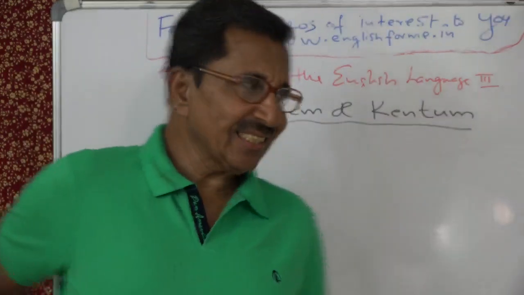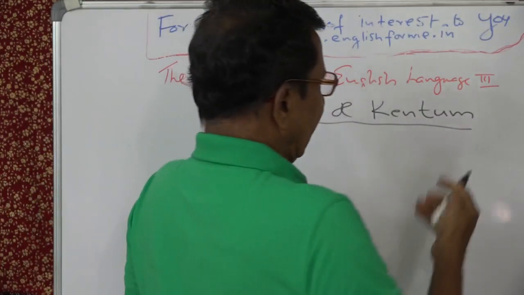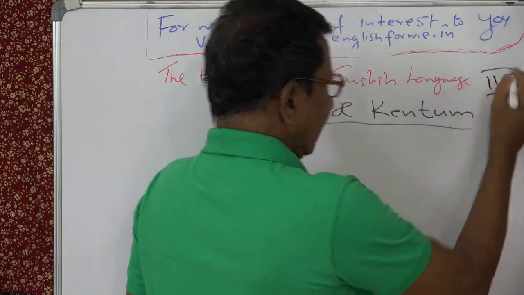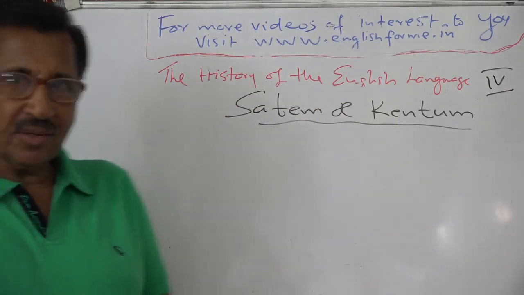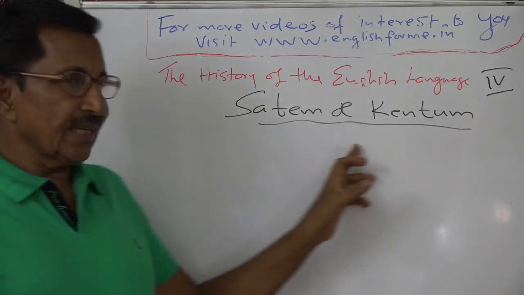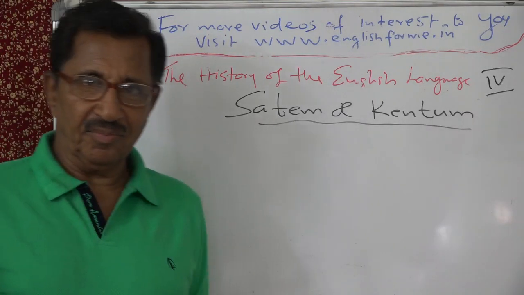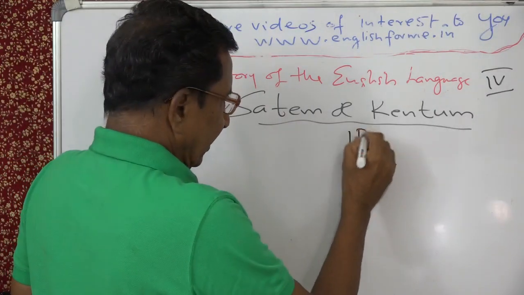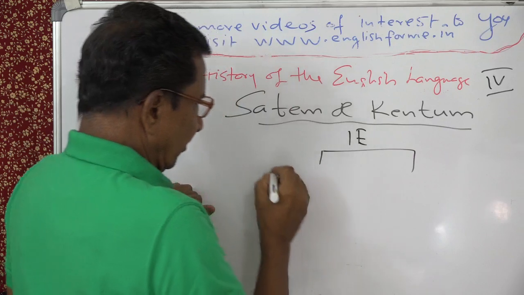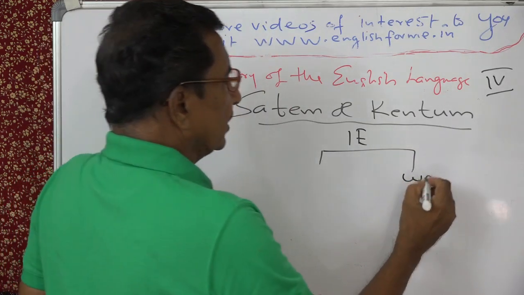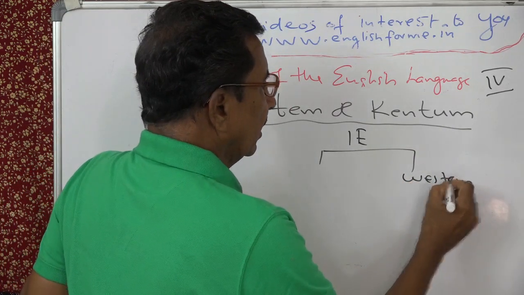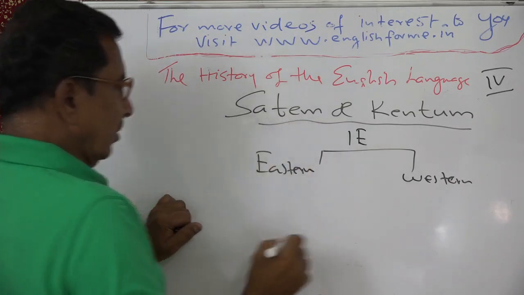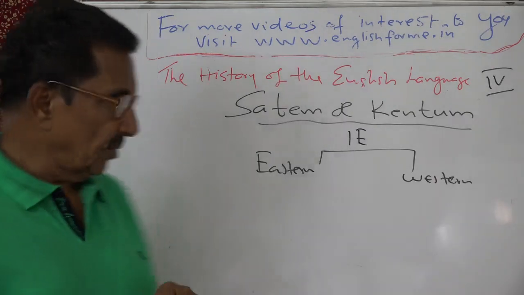Hello friends, this is our fourth lecture on Indo-European languages, and you can see on the board two strange words, Satem and Kentum. Now we saw that the Indo-European has two broad divisions, Western and Eastern, isn't it? And from there, you have got four other branches of Eastern.